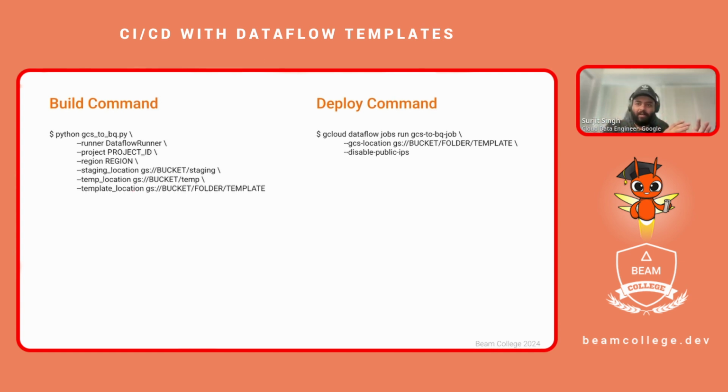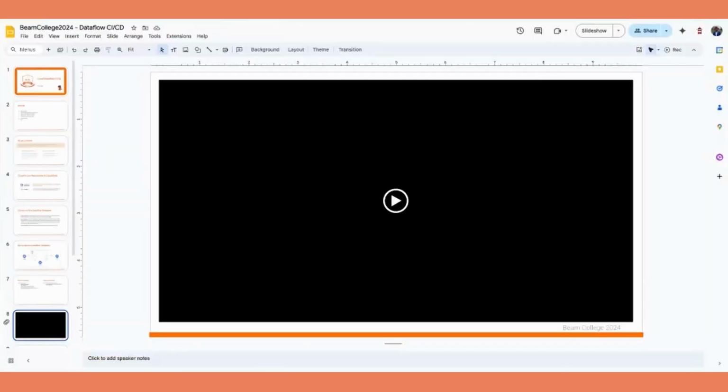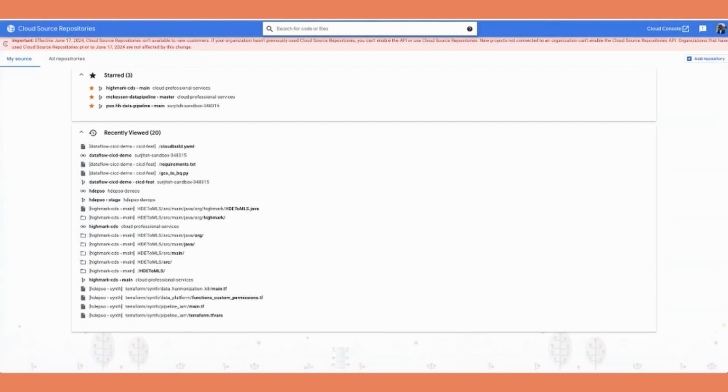So now you have built your template. That means it's compiled without any errors and everything is good. You have your packages. You can fire a deploy command, a run command, which will just look at that template and use the serialized graph to start your Dataflow job. So I'm just going to switch my screens here to walk you through the demo that I have.